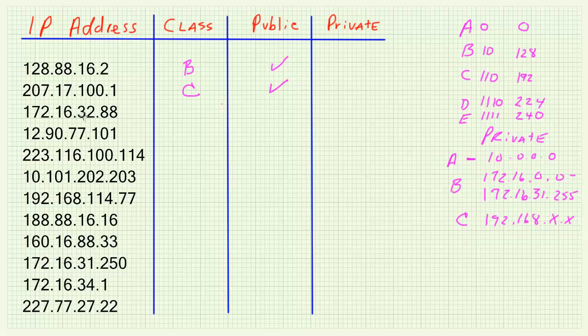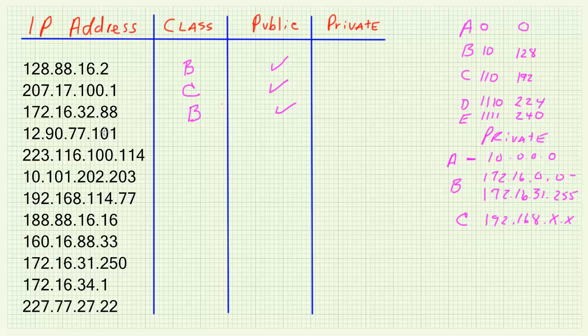So what about the next one, 172.16.32.88? Well, we can see that this first octet is greater than 128, it's less than 192, so it must be a Class B. And now the question is, is it public or private? Well, we have to be careful here, because if it's 172.16, it could be either one. This particular one is going to be a Class B public, because it falls outside of this range of 172.16.0.0 to 172.31.255.255. It's in the next network. So it's going to be not a Class B private, but a Class B public.